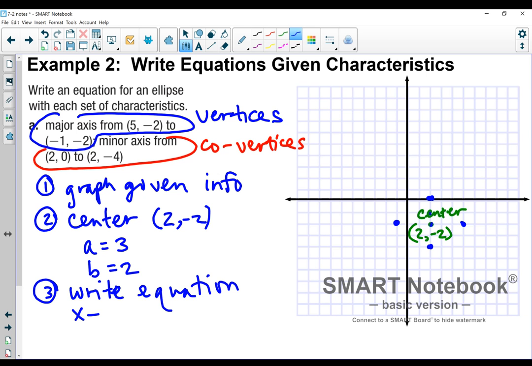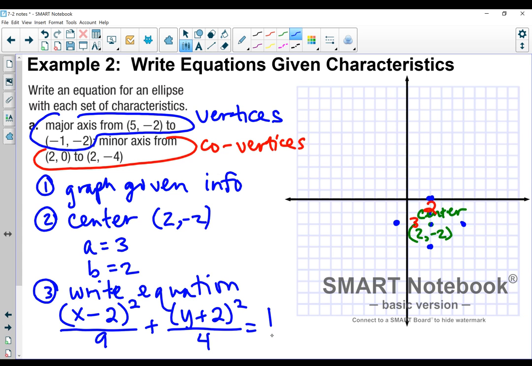So x minus, my x value at the center is 2, so x minus 2 squared over, the number that matches with the x was that 3, because I had 3 units on the right and the left of my center, and 3 squared is 9, plus, now I have y minus, the center value for y is negative 2, so it's really y plus 2 squared over, and then look at my graph. In the y direction, it was stretched up 2 units and down 2 units, and 2 squared is 4. And then we know ellipses we write are equal to 1.